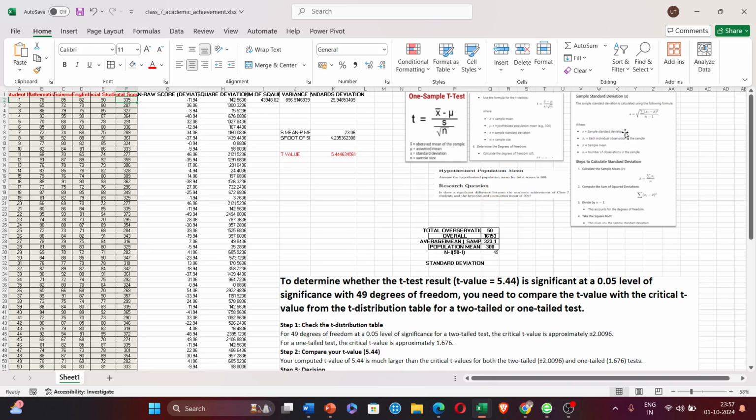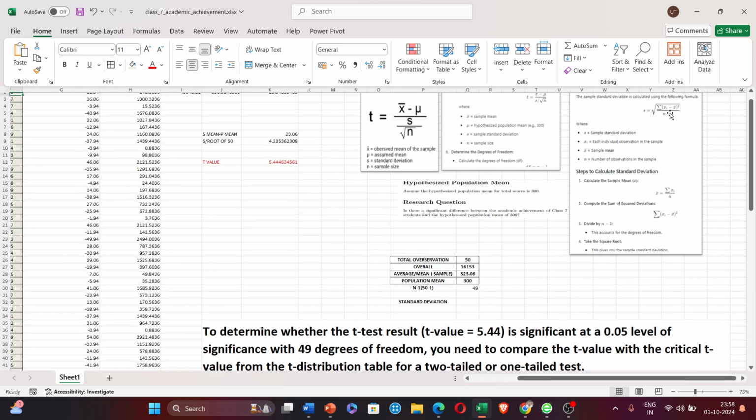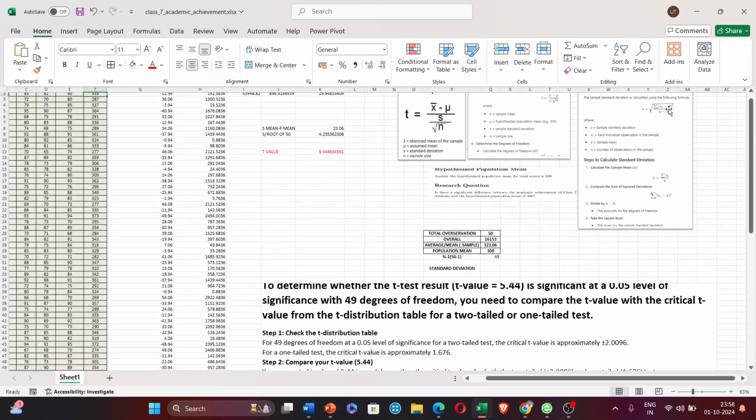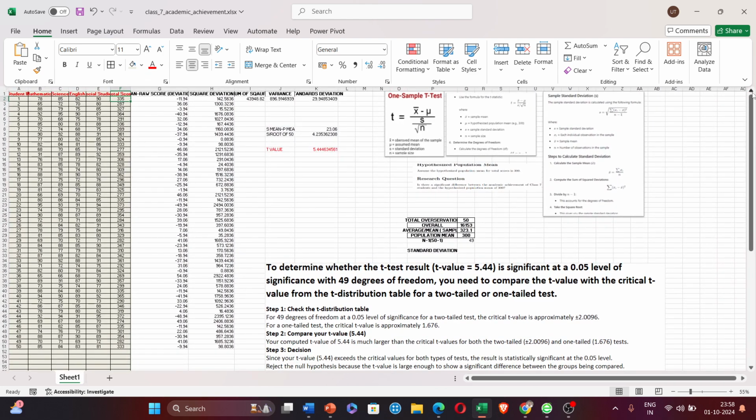So x minus x bar: my 335 minus my mean score. Then I can square the whole thing. And n minus 1. N is the sample size, which is 50. 50 minus 1 equals 49. So I have to go through this process. The first step is x minus x bar, raw score minus average.